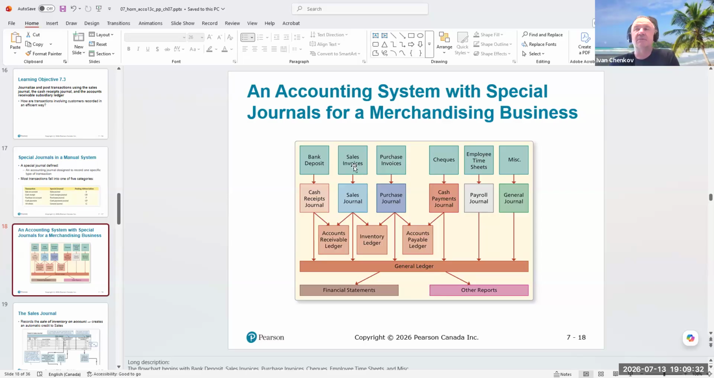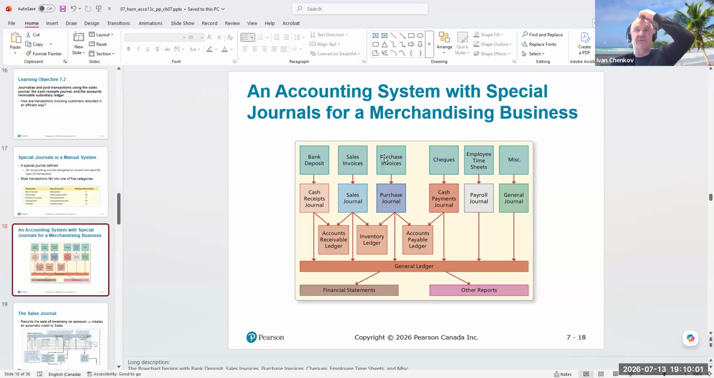When we have sales, in order to do the sales, we need the inventory and we need to execute the sales. So first, when we have sales, we're going to post it in the sales journal. What is the sales journal going to do? It's going to update the inventory to reduce the inventory sold. It's going to update accounts receivable for the amount that the customer has to pay us, and it's going to update the general ledger for the revenue.